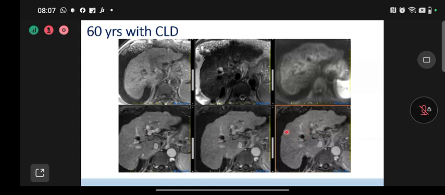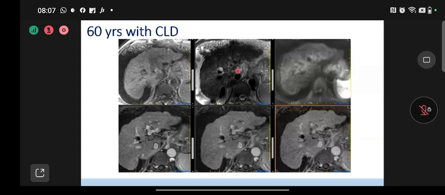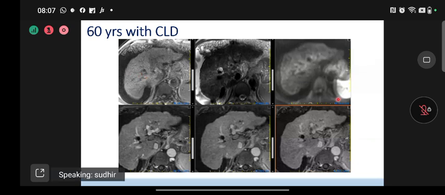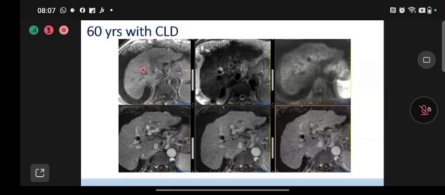So what are we dealing with? Anyone can just put a message in the chat box. What are we dealing with? We are dealing with a simple cyst. Yes, I think I got the right answer. We are dealing with a simple cyst. As you know, it is very clear in our images. So we are going to call it LR1.